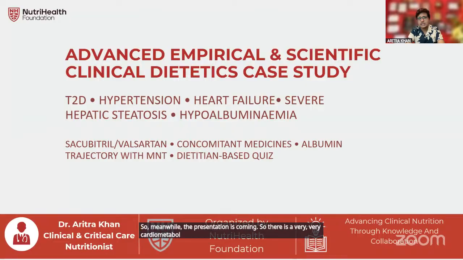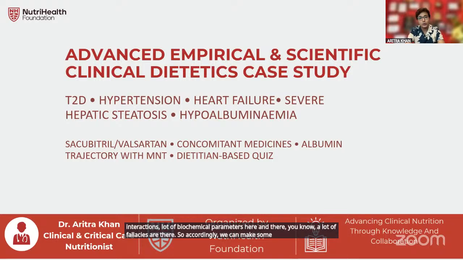So meanwhile, the presentation is coming. There are very cardiometabolic and complicated cases that we will discuss this evening. And there are critical cases like medical nutrition therapy, a lot of challenges, a lot of drug-nutrient interactions, a lot of biochemical parameters here and there. A lot of fallacies are there. So accordingly, we can make some questions.